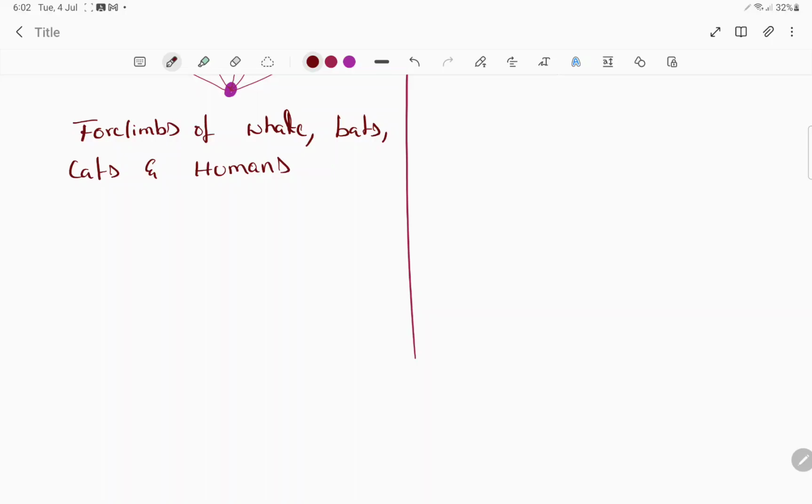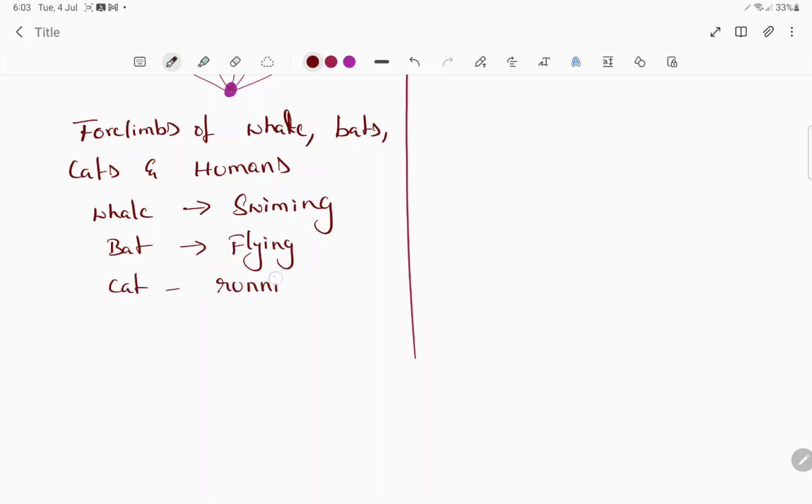You can see this for whales, bats, cats and humans. Different needs. Due to animal adaptation to new environmental conditions, they develop in different ways in relation to the specific function. The forelimbs of man have fine motor skills. The bat's is for flying and the cat's is for running. The whale's forelimb is for swimming.